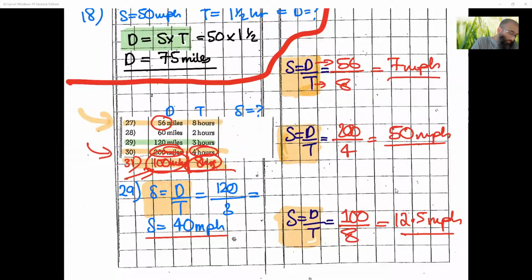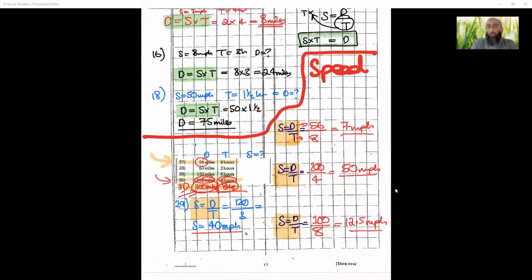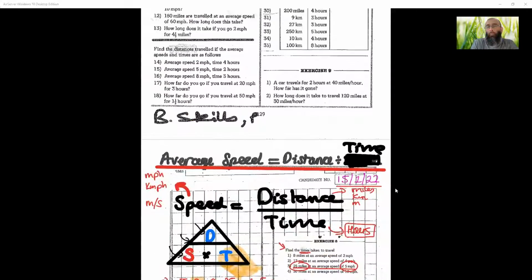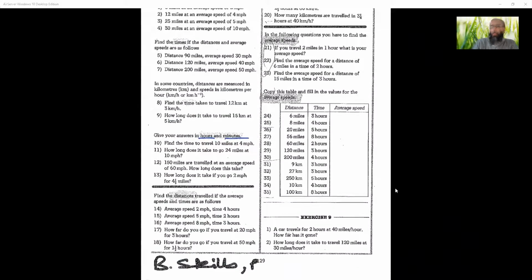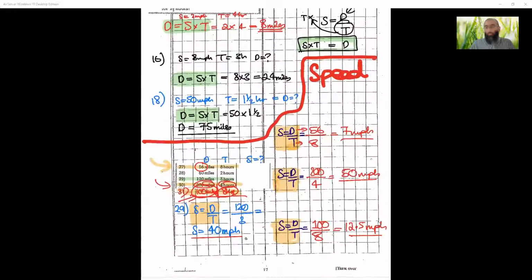Finished. Yeah. Okay, done. Okay, give me a second. Okay, lovely.